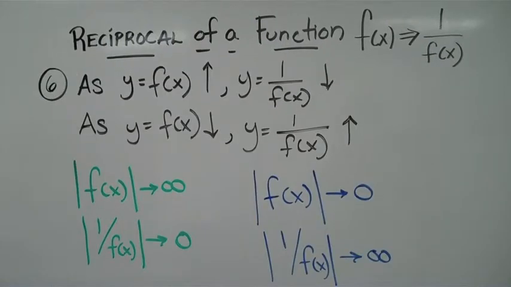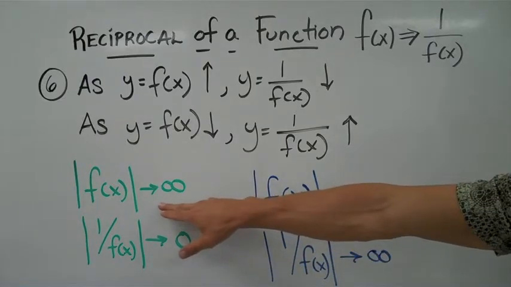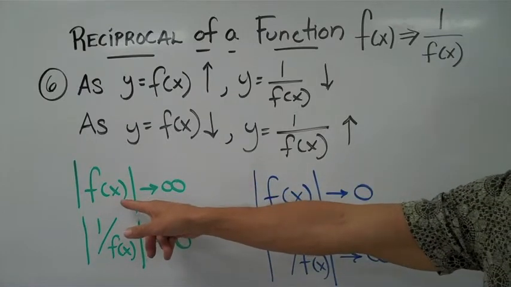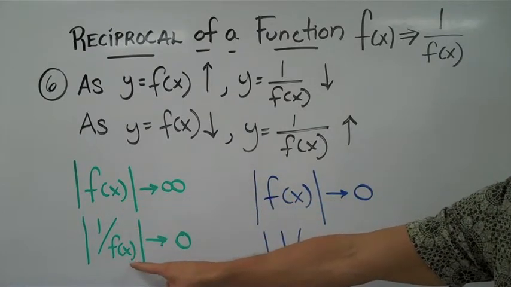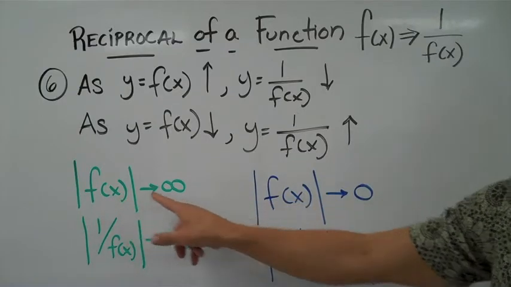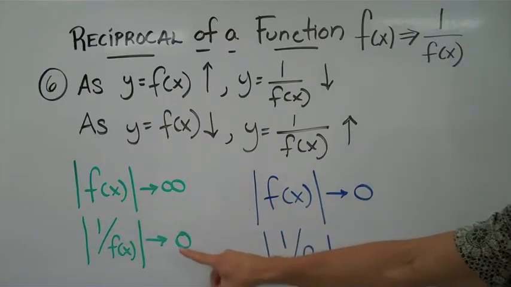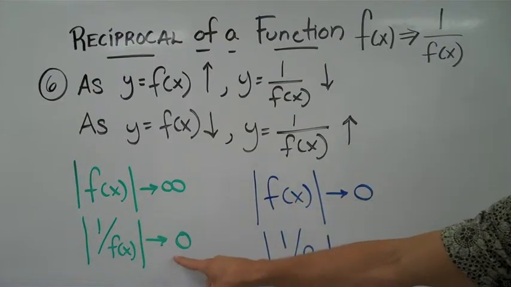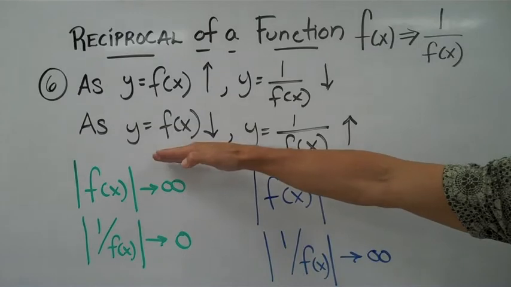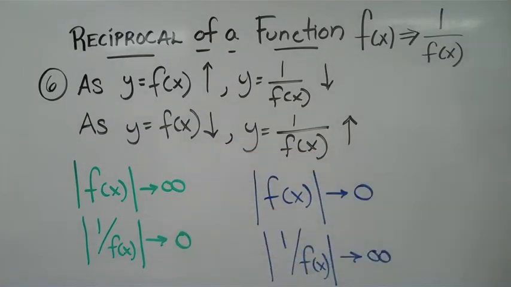Rule number 6 of reciprocal functions. As y equals f of x, our original function, increases, its reciprocal decreases. And also, as y equals f of x, our original function, decreases, its reciprocal, y equals 1 over f of x, increases. We can see here that as the absolute value of f of x goes to infinity, meaning it's either going to infinity or negative infinity, our reciprocal value goes to 0. If it's going to positive infinity, this will go to 0 from above. If this is going to negative infinity, this will go to 0 from below. Because remember, if this is positive, then this is positive. If this is negative, then this is negative.